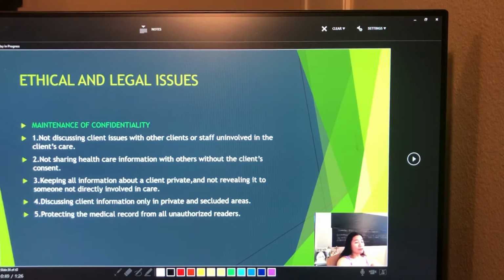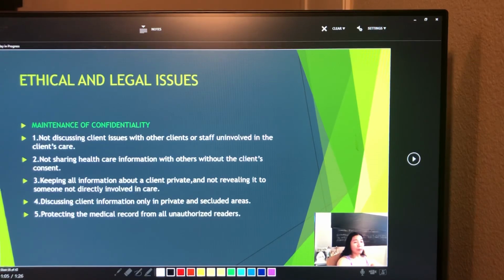Maintenance of confidentiality. Not discussing client issues with other clients or staff uninvolved in the client's care. Not sharing healthcare information with others without the client's consent. That includes family members or friends of the client and social networking sites.